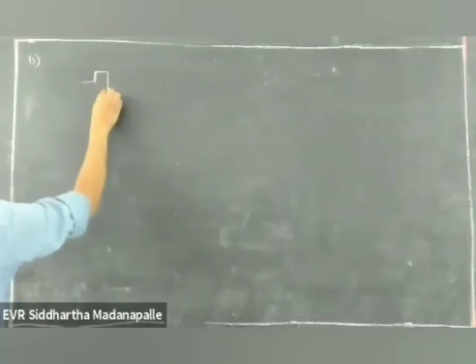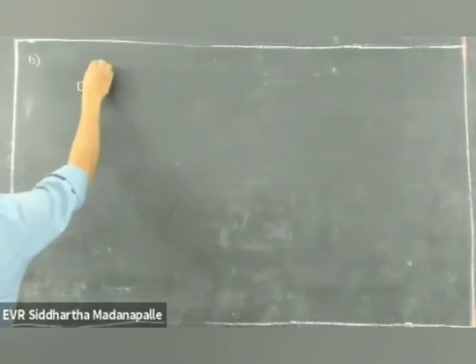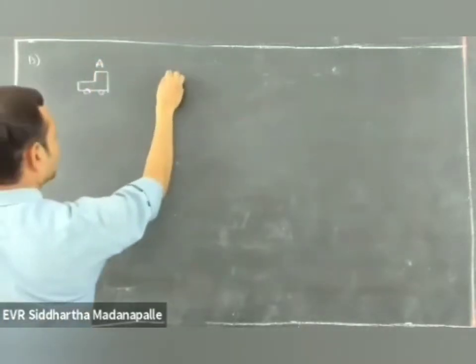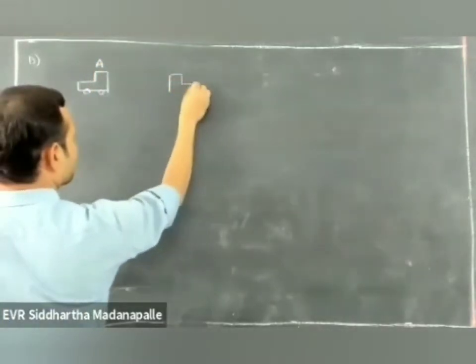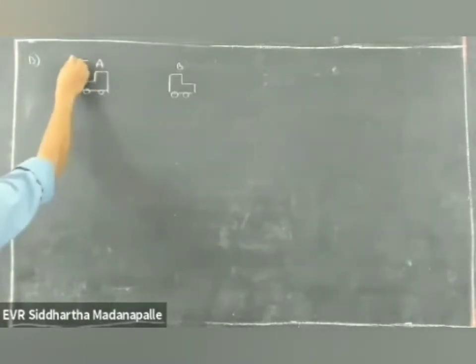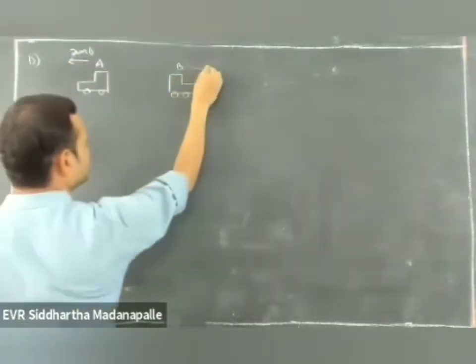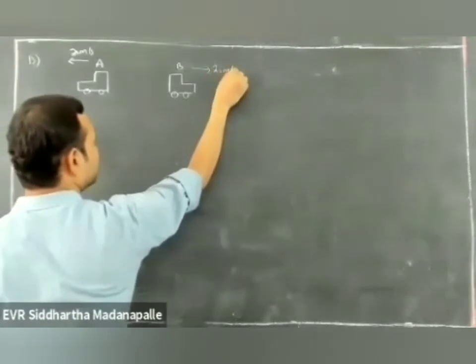Let us consider this is a car and the other car. This is car B. Both are moving in opposite directions with a speed of 20 meters per second. This is moving 20 meters per second, and this is also 20 meters per second.